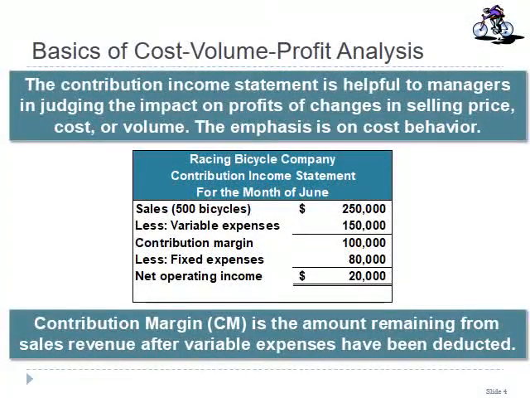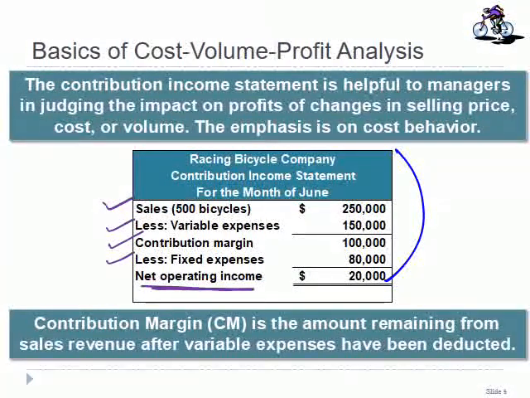Basics of cost volume profit analysis. So the contribution margin format, here we have sales less variable expense is equal to contribution margin, and from contribution margin we subtract fixed expense, and we get what? Net operating income. So this format basically helps managers in judging the impact on the profit of changes in selling price, variable cost, and fixed cost, or the volume as well, right?